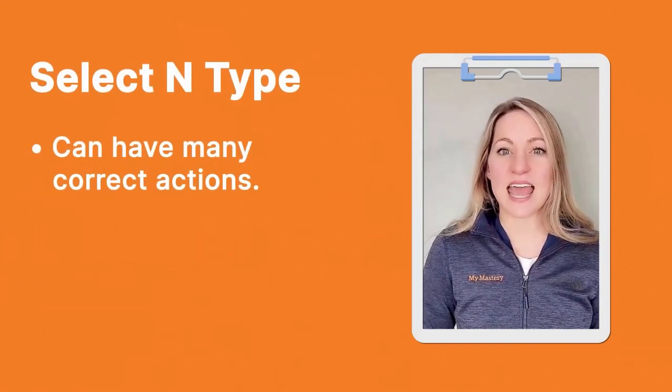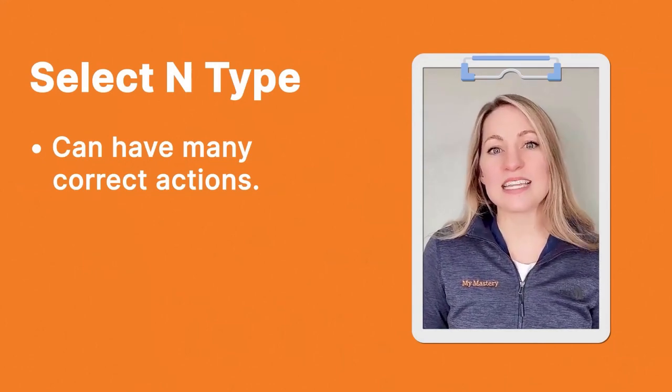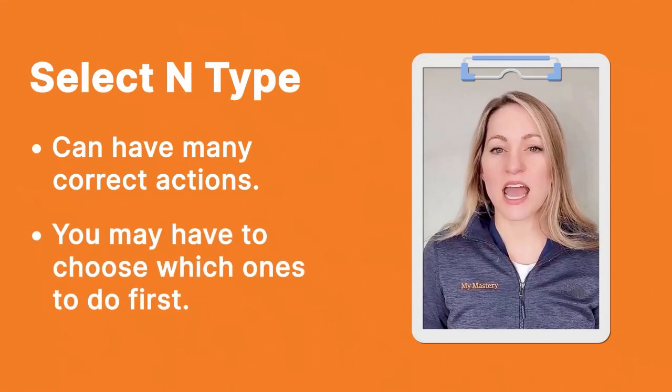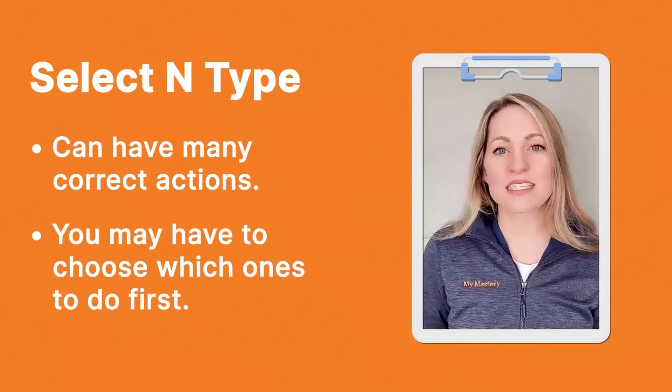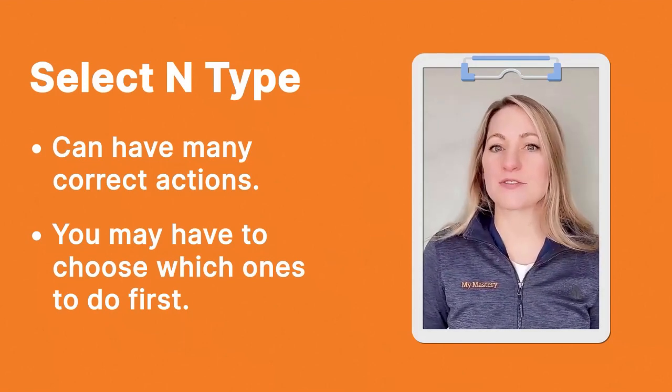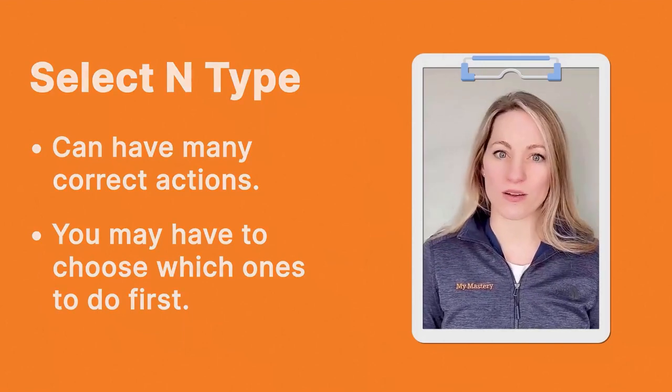For the Select N type, you could be looking at 10 correct actions, and you might have to choose which 3 to do first. For this type, the true-false method for answering a SATA question will not work.